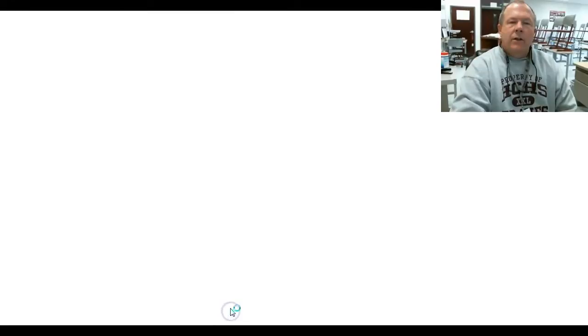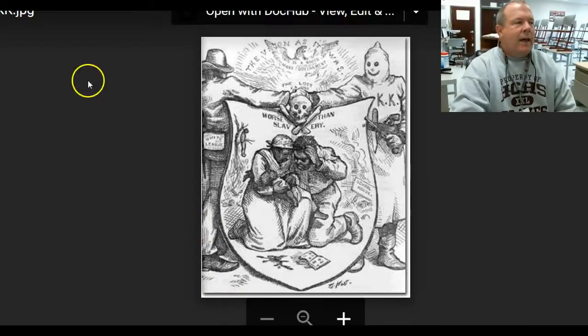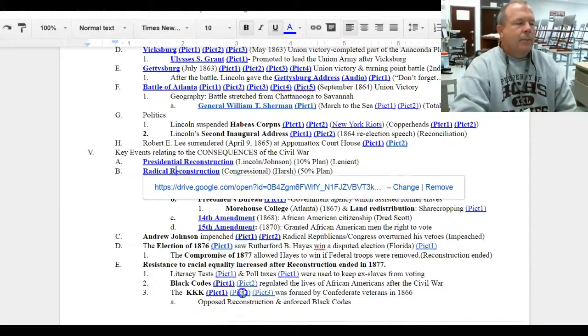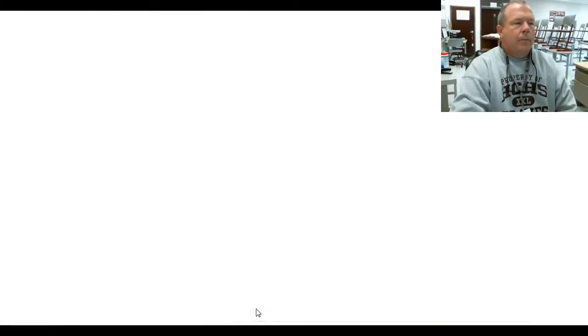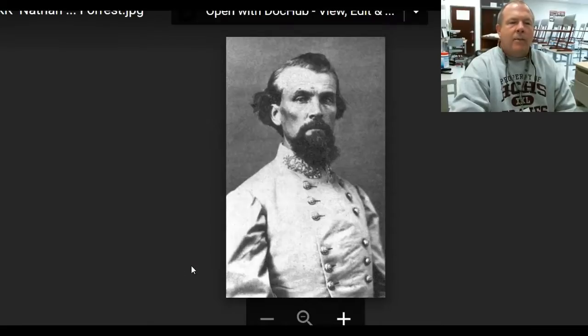Another way that whites discriminated against ex-slaves in the South was a vigilante group known as the KKK. Here's an artist's cartoon of the KKK and how they're working with other whites in the South to keep African Americans subjugated. Supposedly the KKK was started by this man. This is Nathan Bedford Forrest, the namesake of the movie Forrest Gump.